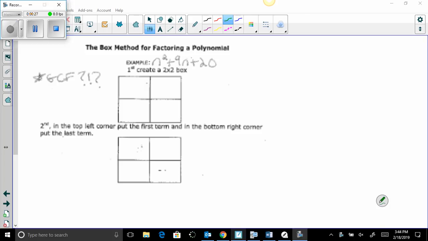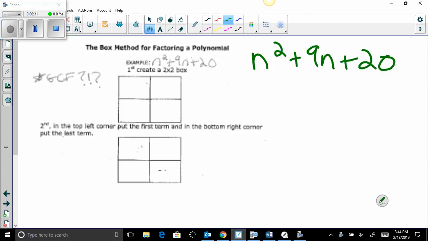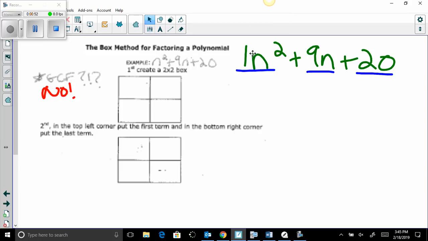So let's look at the trinomial that I have here, n squared plus 9n plus 20. Is there a GCF between the three parts that I have here? Don't forget, there's a coefficient of 1 here. So do they have any number in common? No. Do they all have an n? No. So is there a GCF? No, there is not. So I'm just going to go ahead and use my box method to be able to factor this further, since there is not a GCF for me to pull out.